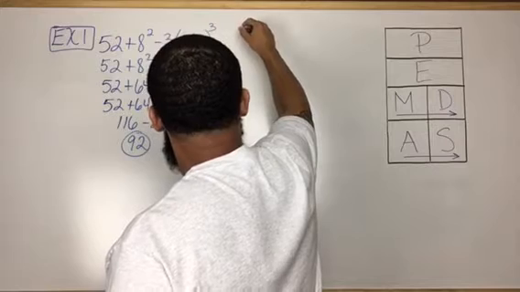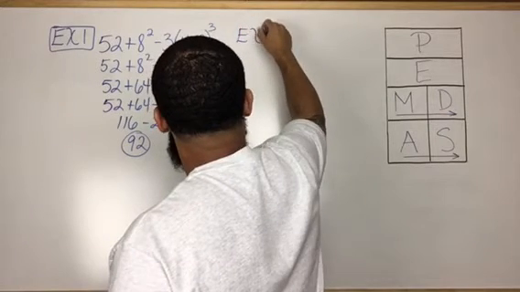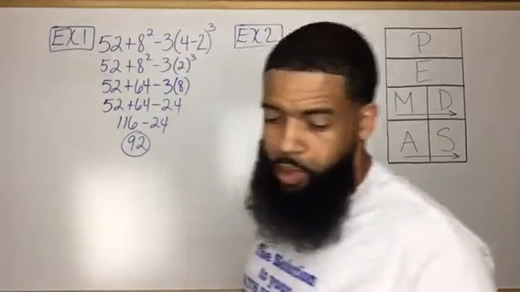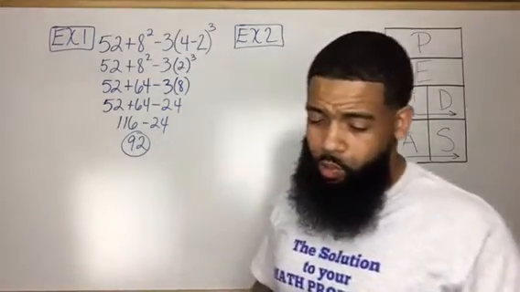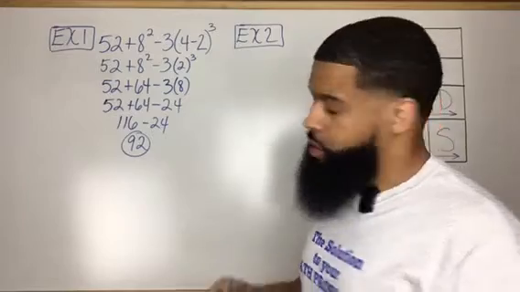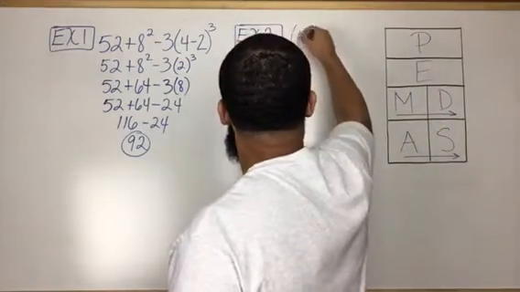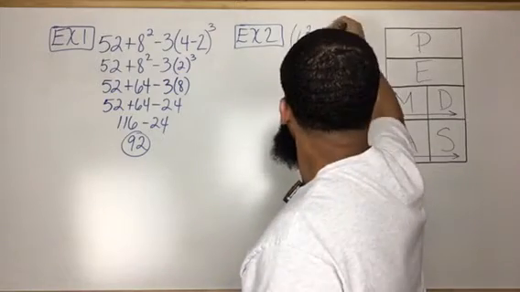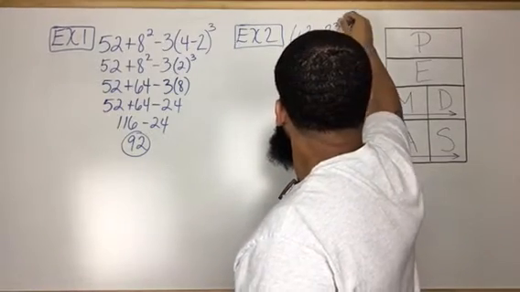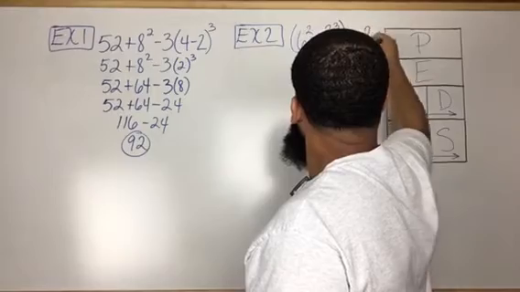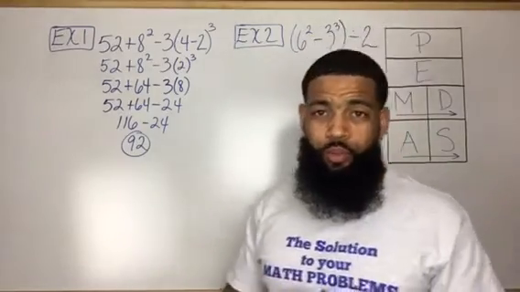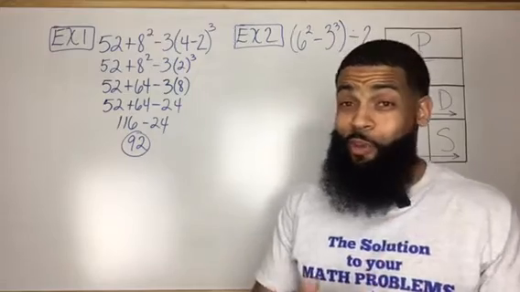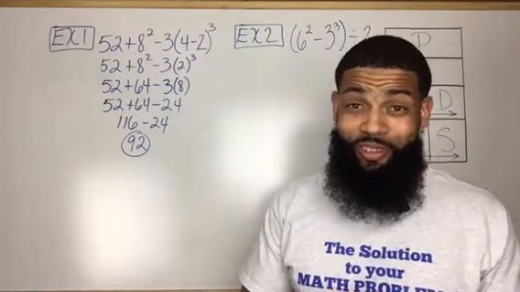Let's do example 2. Okay. In example 2, I want to have 6 to the second power minus 3 to the third power, and I want to divide that by 2. Okay, so notice we have exponents within the parentheses.